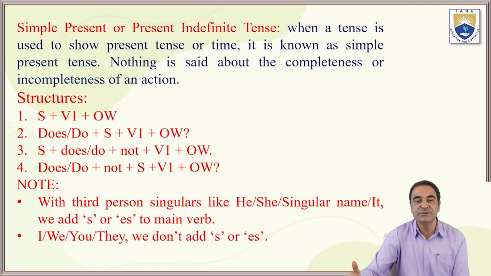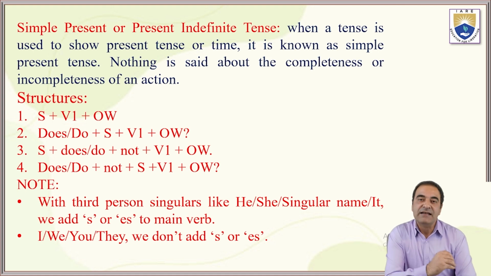For example, first person singular I, first person plural we, second person both, that is you, and the third person plural, we don't add s or es to the main verb. That's why we write I write a letter, we write a letter, they write a letter, you write a letter. We don't say I writes a letter. No.